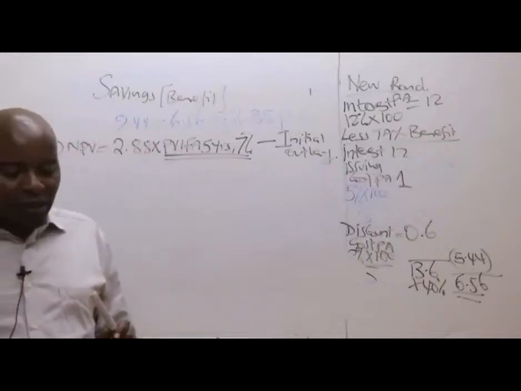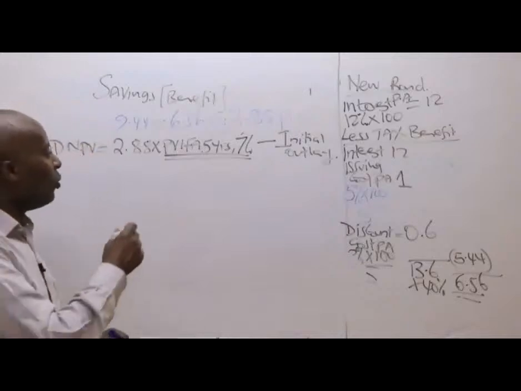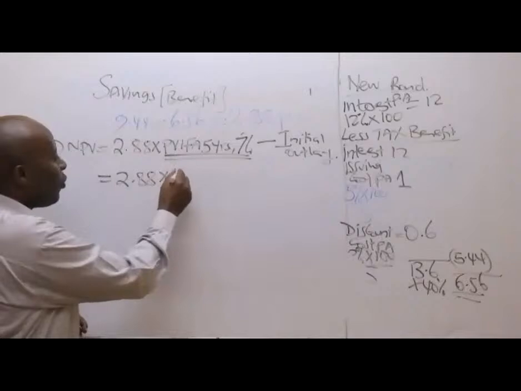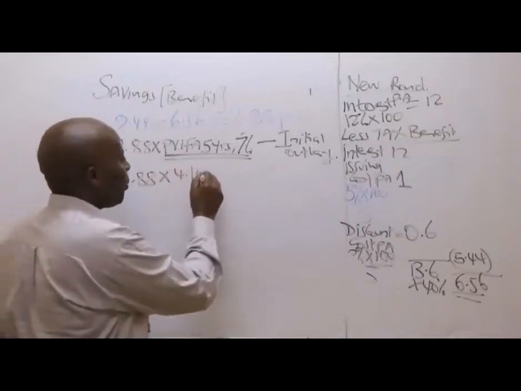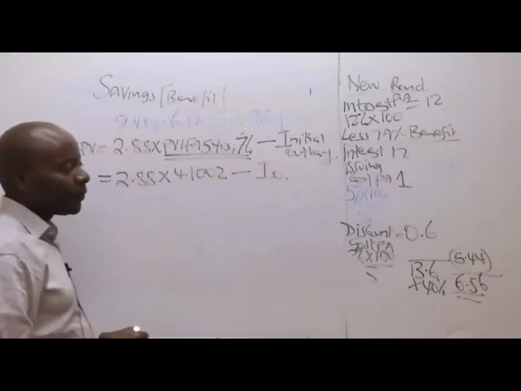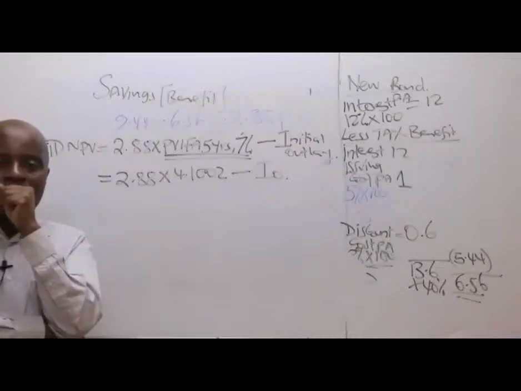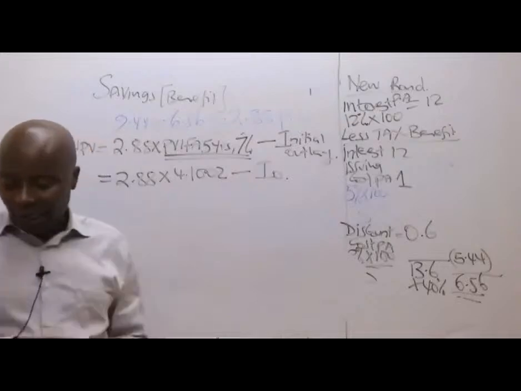But I'm assuming, ladies and gentlemen, that all of us have been able to get that 4.1002. So we have here 2.88 times 4.1002. Now minus what we call the initial outlay.